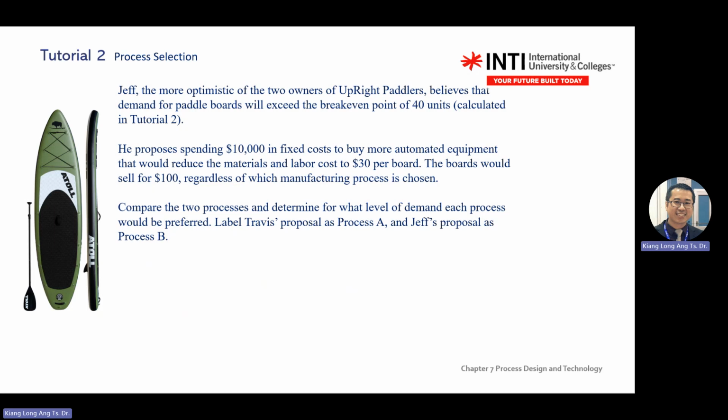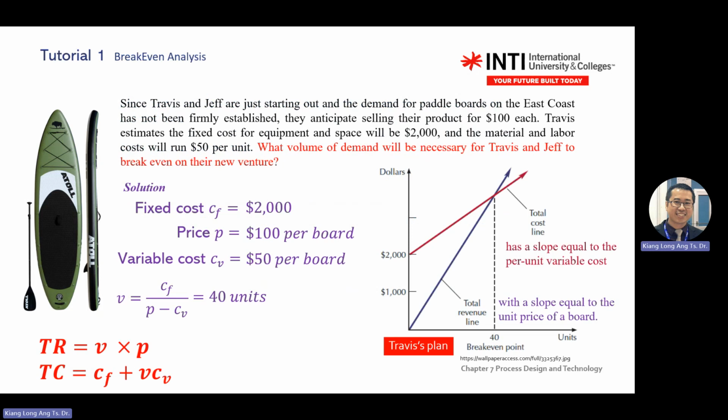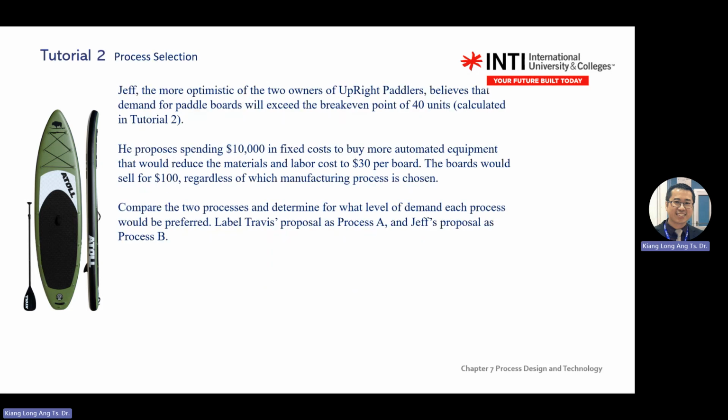So if previously you needed to spend $50 for the variable cost, but now it is reduced to $30 when you buy the automated equipment. The bot will sell at $100 regardless of which manufacturing process you choose. Compare the processes and determine at what level of demand each process would be preferred.